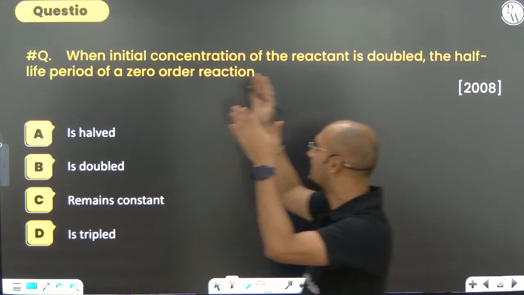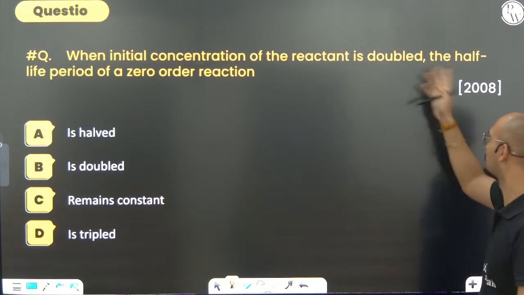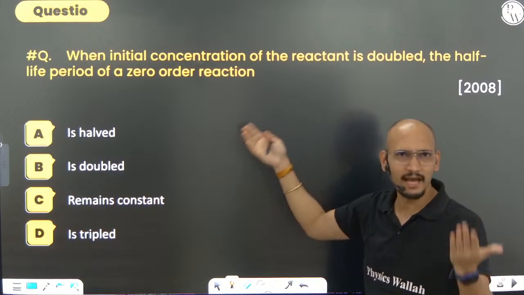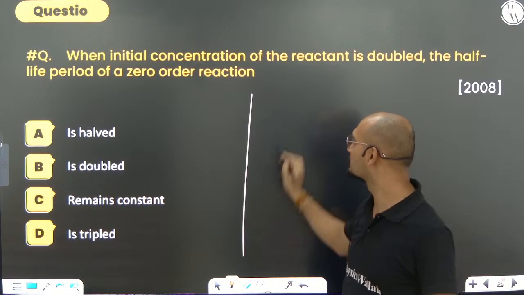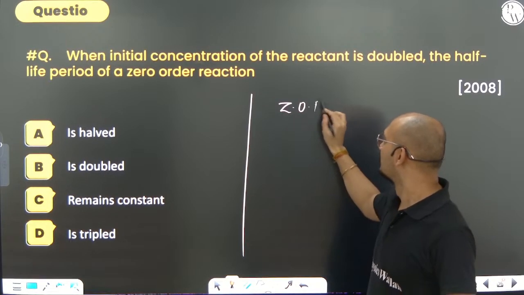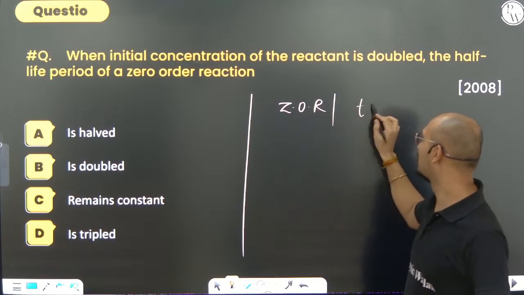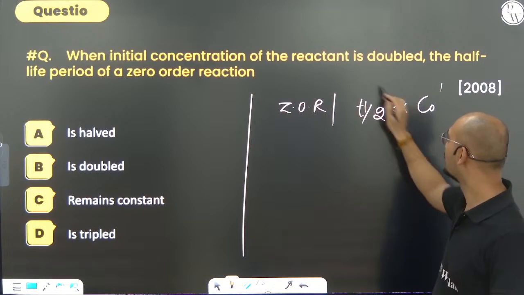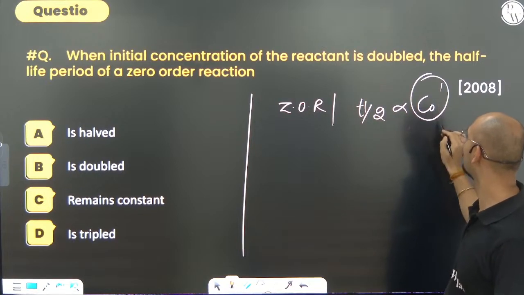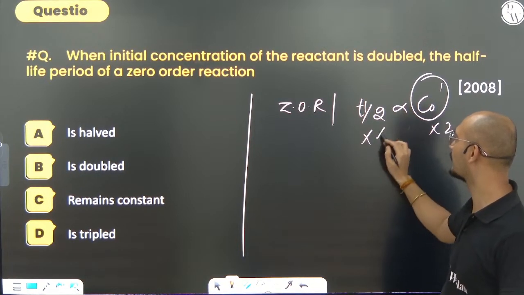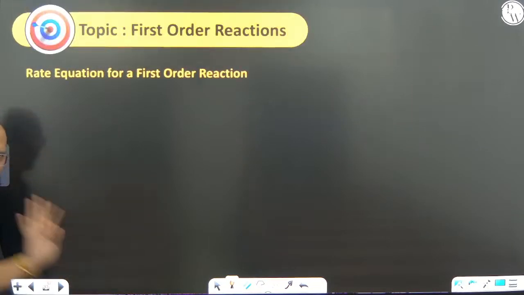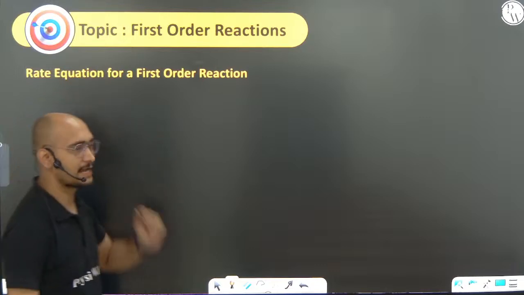Okay. When initial concentration of a reactant is doubled, then half life period of a zero order reaction is. क्या हमें पता है? Yes, we know that, because for zero order reaction, what happens? T half is directly proportional to C naught to the power 1. So if concentration becomes 2 times, then T half will also become 2 times. So it will also become double. Any दिक्कत? Easy है.